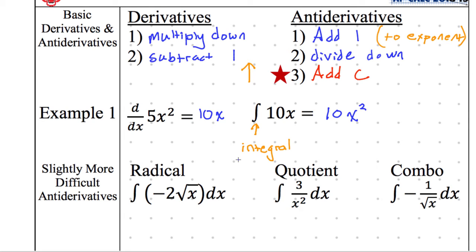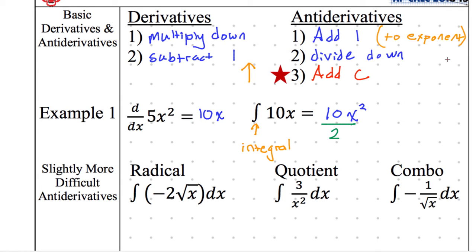All right, I did step 1. I need to do step 2. I divide down. And this is the important part. You divide down with your new exponent. My new exponent is 2, so I'm going to divide this 10 by 2. I'm going to do this in a different color to make it a little bit more clear. I'm going to divide by 2. And when this simplifies, hopefully we get back to our original answer.